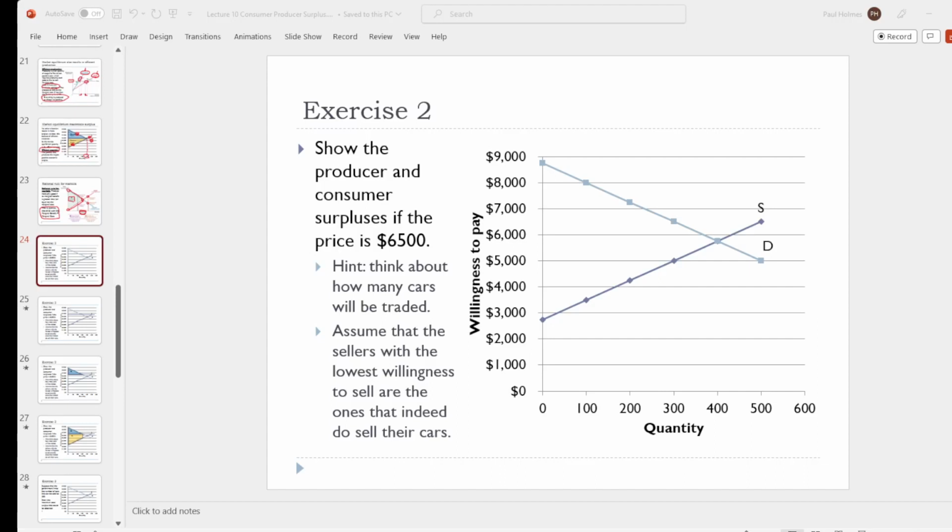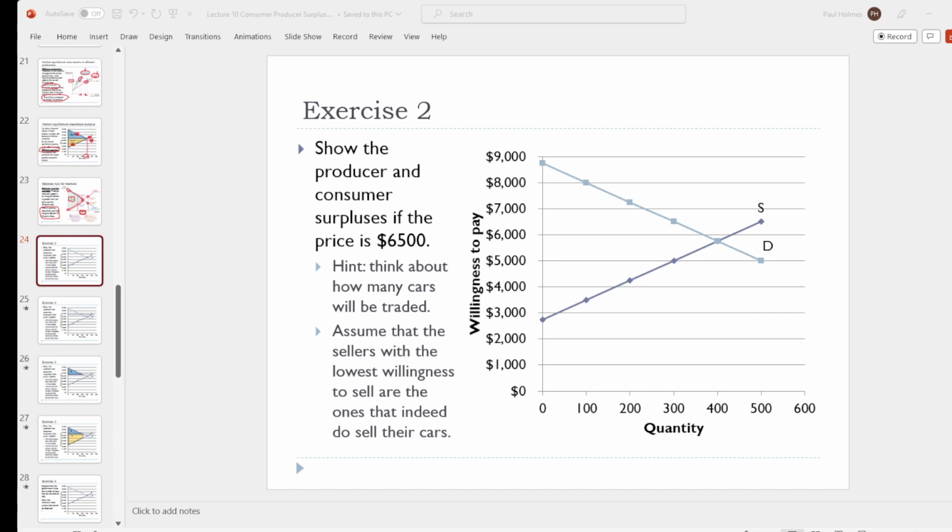Next, we're going to do a bunch of exercises to make sure we're understanding these ideas of economic surplus, producer and consumer surplus, efficiency, and so on. Okay, so in exercise 2, we are going to have the government interfere in our market.